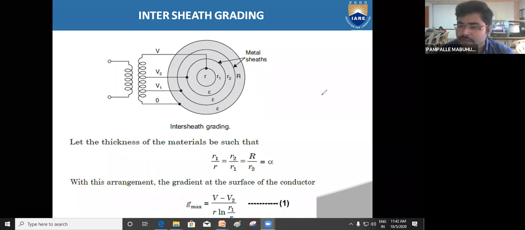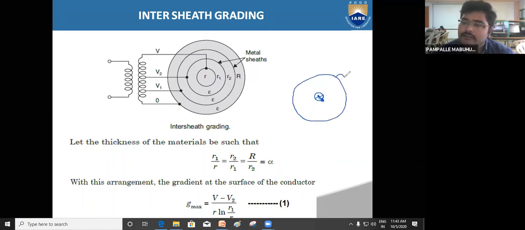Suppose you consider a single core cable, you would have one conductor. The conductor diameter let it be represented with D, so the radius will be represented with R, and the diameter will be 2R. So first consider the conductor having diameter D, or you can say the radius of the conductor is R. Now you will have the sheath, and that sheath will be like this. This sheath generally will be at zero potential, or it will be connected to the earth, right?